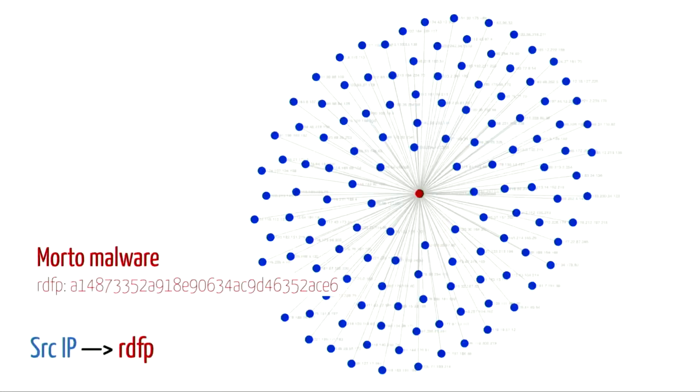Here's another cluster in the visualization I just showed, and this is probably Morto malware. I had a look at the logs and some features, and I noticed that it's Morto malware, and it always generates these unique fingerprints. So it's cool. You can detect Morto malware in your network or somewhere else by just looking at this special fingerprint.